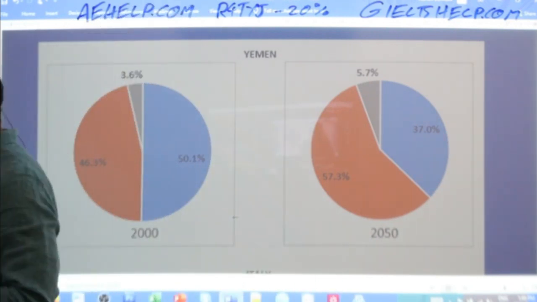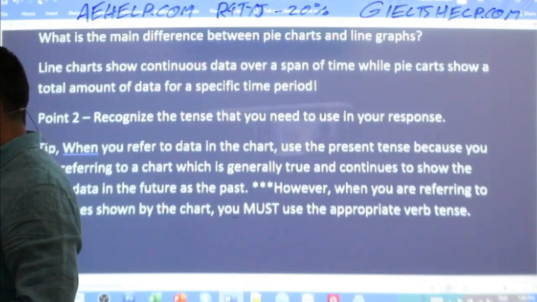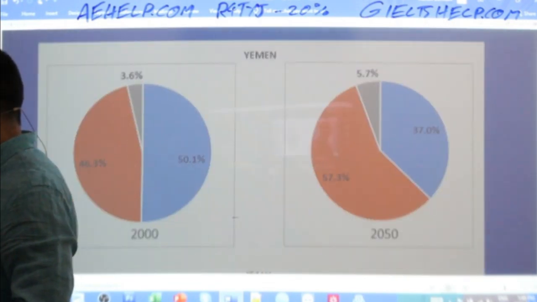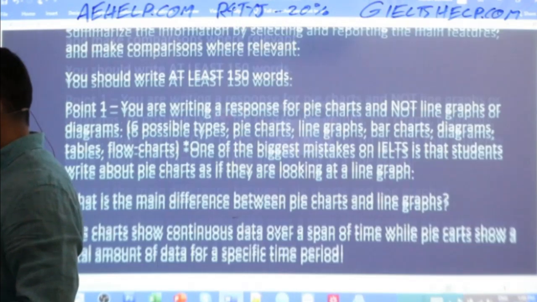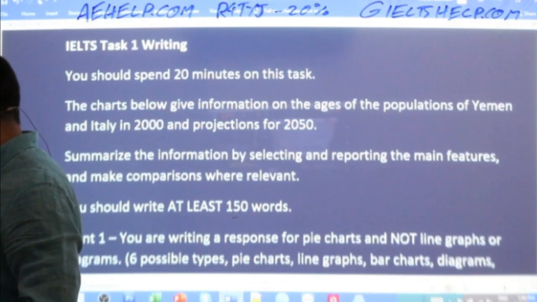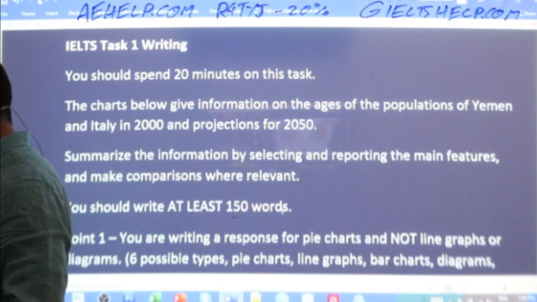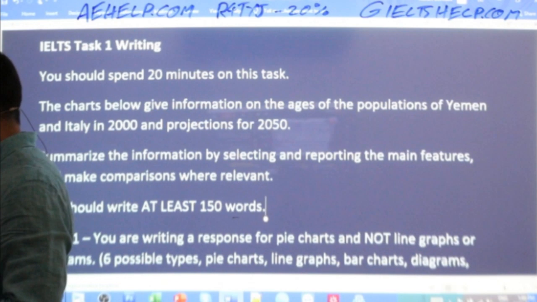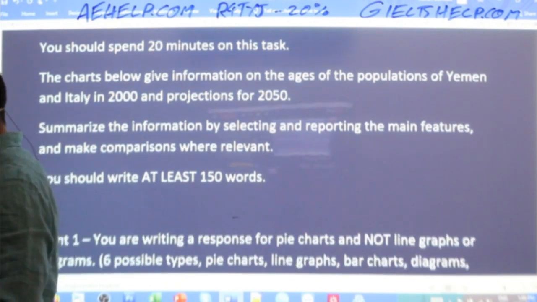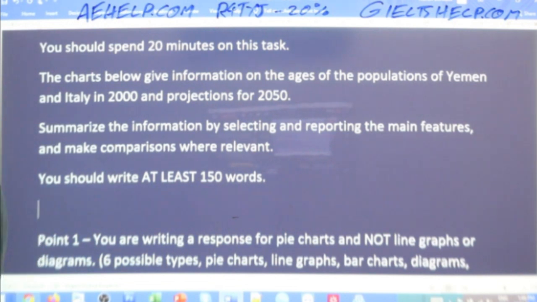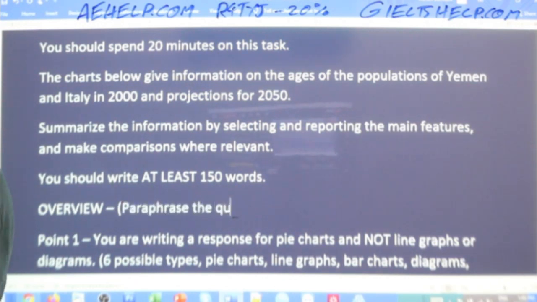All right. So let's get into this. So let's do the overview. Okay, we'll go back to the question for the overview. So here's the original question. Okay, let's start by paraphrasing and giving some more details. Okay, so overview: paraphrase the question with details, plus report the main features.